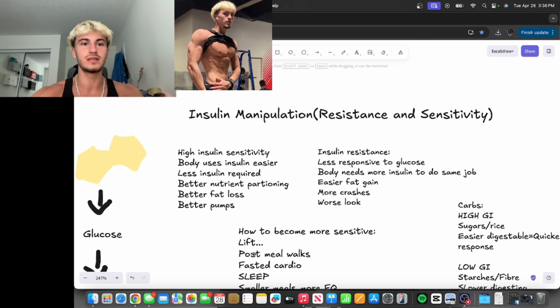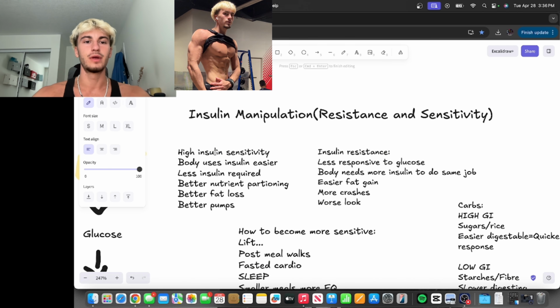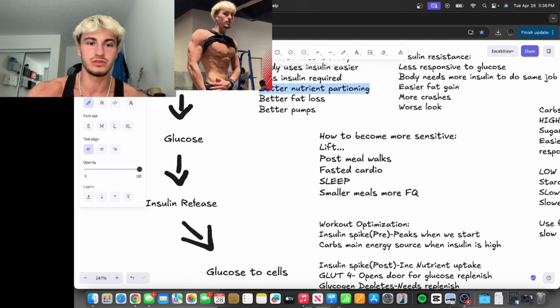So, insulin sensitivity. It is how effective our body uses insulin. Okay, so with high insulin sensitivity, our body uses insulin easier. It uses less insulin to do the tasks that it would need to if we were resistant, right? For example, better nutrient partitioning, right? We just talked about how it brings nutrients to the cells. So when insulin is easier to be released, there are increased nutrients to our cells.